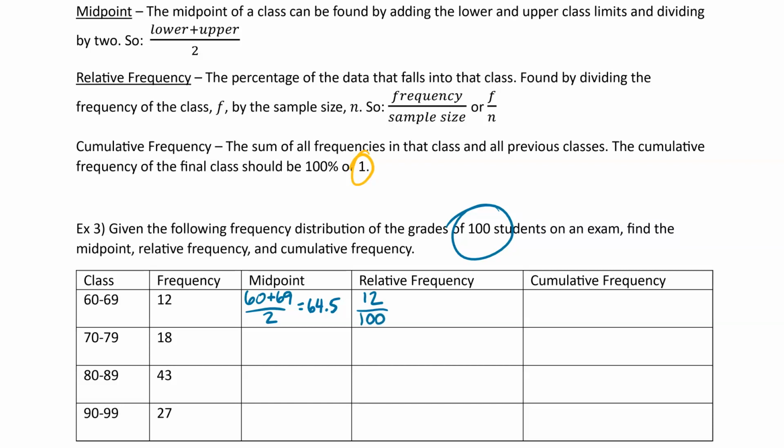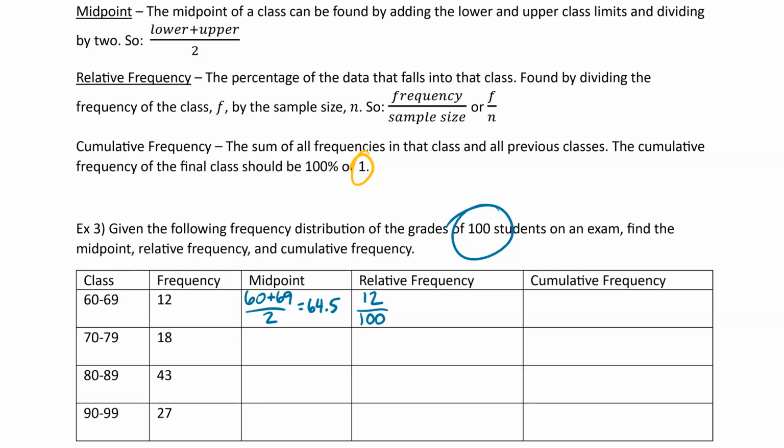Now, for the record, if the problem doesn't give you the fact that it was 100 students to begin with, or how many students it was, then you can also just add up all of the frequencies, and that would get you the sample size, because these classes have all of the information in them. So if you add up those frequencies, that would be the total that you would divide by. But in this case, it already gave us that it's 100, so we don't have to worry about that.